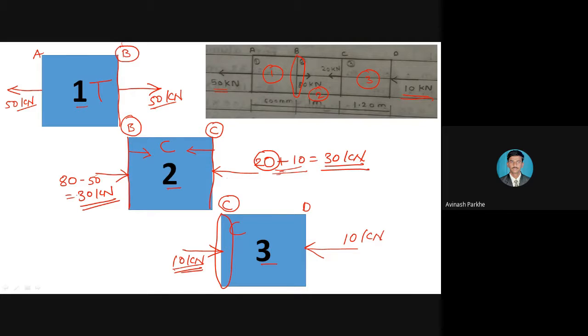Your requirement is that at the left side, at the right side of the section, magnitude of both forces should be same. So in order to balance that forces, what I have done, 80 minus 50, I have taken 30 kilonewton, and 20 plus 10, I have taken the 30 kilonewton. Like that, we have to balance the forces. So while doing the calculation for the section number 2, please at one side make addition as well as subtraction. At the right side, make addition as well as subtraction.